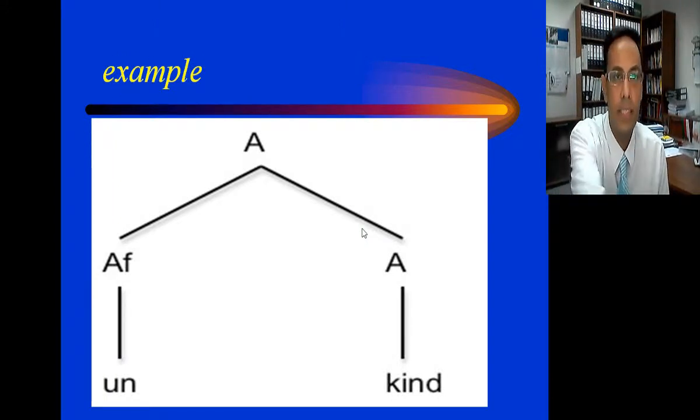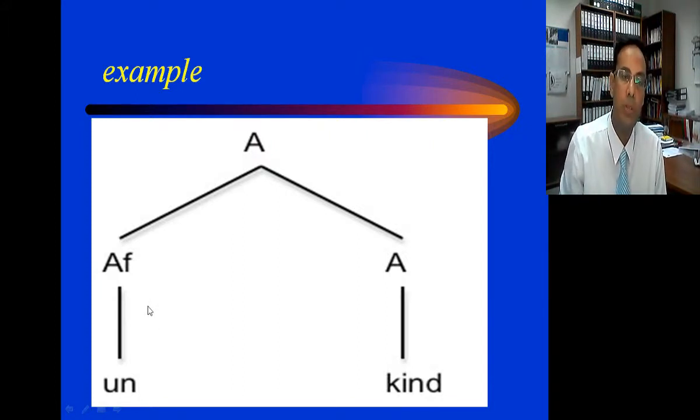Look at this one. This is the word unkind. Unkind has two morphemes, un- and kind, the second morpheme. Un- is a bound morpheme, so it is an affix. You see here the classification AF. So we have the adjective A, unkind, because it is composed of the adjective kind and the prefix un-, which is an affix. It is a bound morpheme. So we have bound morpheme plus free morpheme.